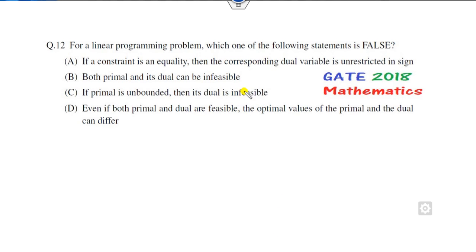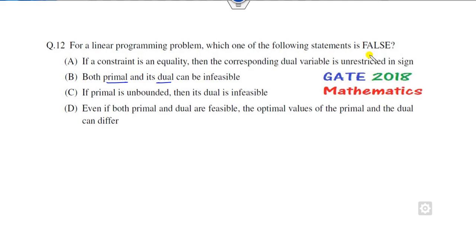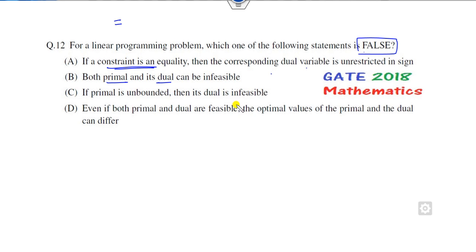Look at this one. Again, this is the relation of the primal and dual, so we use the same concept. Which of the following statements is false? If the constraint is equality, the corresponding dual variable is unrestricted. That's true. You can see if the constraint is equality, the variable is unrestricted. So the first statement is a true statement.